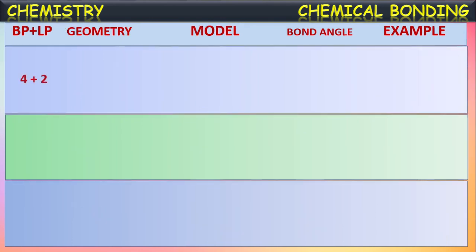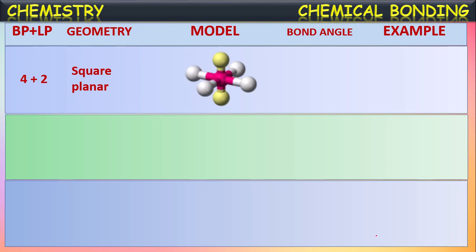Next, the molecule with 4 bond pairs and 2 lone pairs. Then the shape is said to be square planar geometry. This is a molecule model. So four bond pairs are there in the same plane along with the central atom, a square planar shape, and above the plane and below the plane two lone pairs occupy their space. And here the bond angle within the plane is 90 degrees between any two bond pairs.